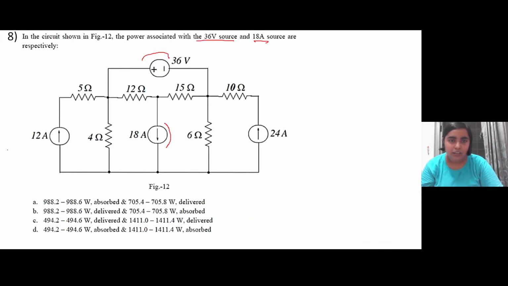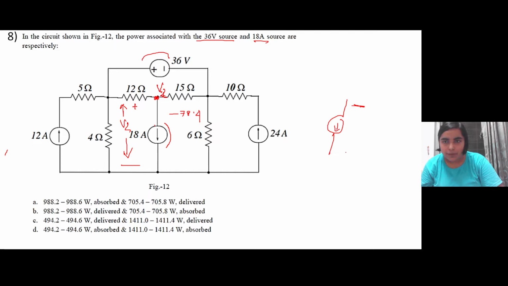See, this is V2, and V2 is given as minus 78.4. So basically, if this is V2, that means the node voltage is this way, right? This is V2. But this is a negative value, so the actual voltage drop across this particular current source will be minus on this side, plus on this side, 78.4. So current is coming out of the positive terminal of the battery, so it is not actually absorbing power, it is delivering power.